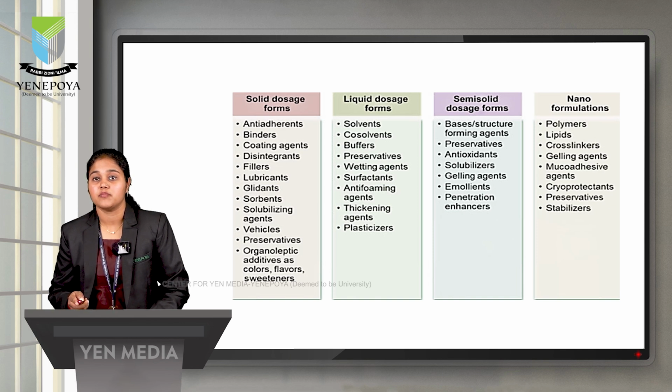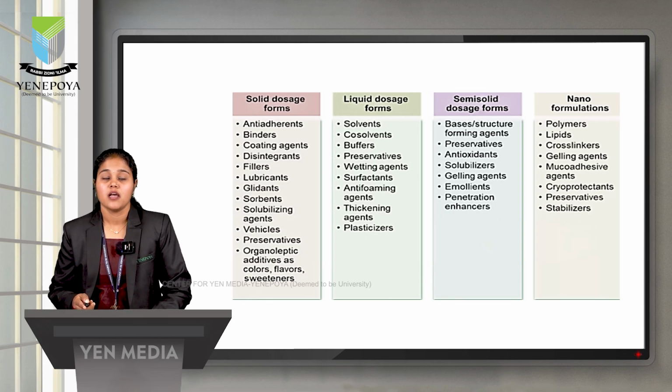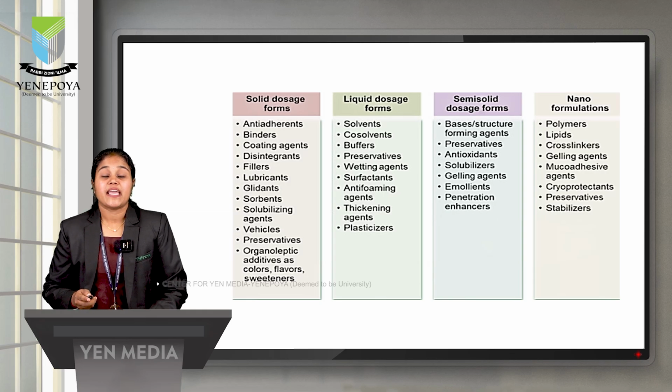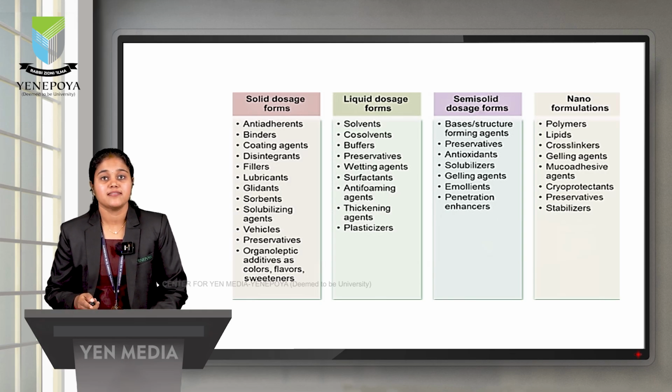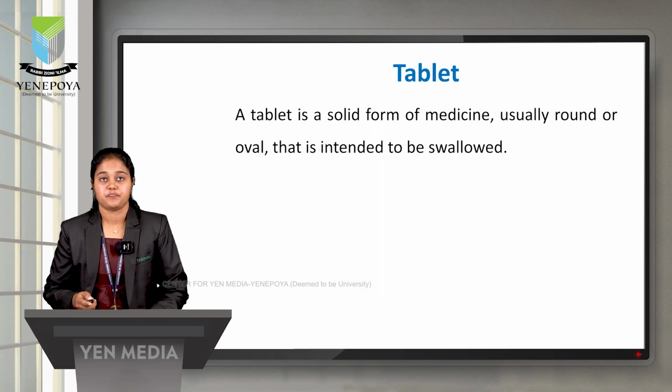That will be the polymers, which mainly act as a carrier, and lipids, cross-linking agents, gelling agents, mucoadhesive agents, etc. So, these are the excipients which are used other than the API, that is, the active pharmaceutical ingredient.